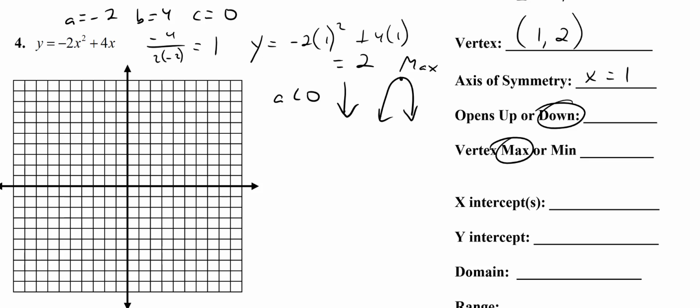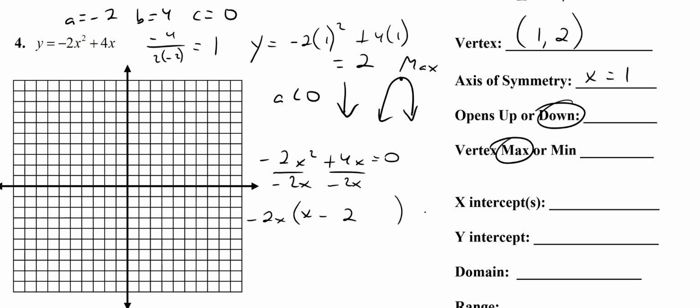Okay? To figure out the x-intercept, negative 2x squared plus 4x equals 0. Now, guys, you've got to take out at least an x. You should know how to take out an x, the greatest common factor. I'm actually going to take out negative 2x. So if I do that, I get negative 2x, and then in parentheses, I get just x here and minus 2. Okay? So negative 2x equals 0, and x minus 2 equals 0.